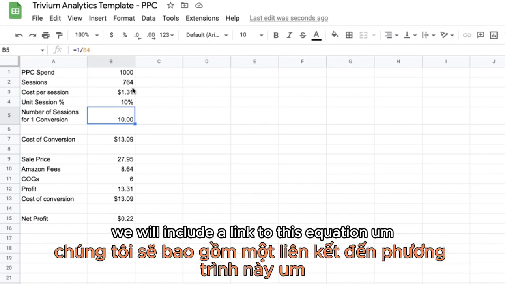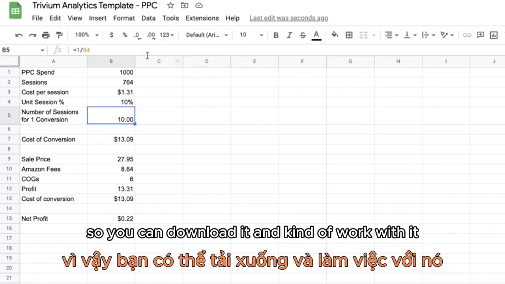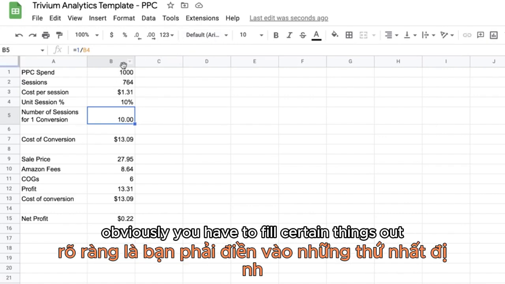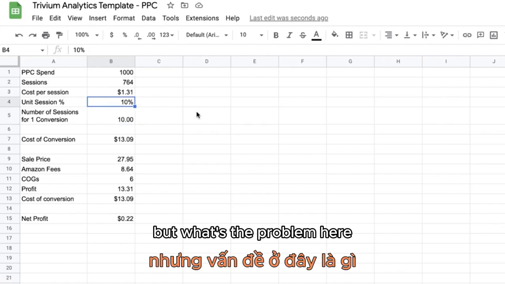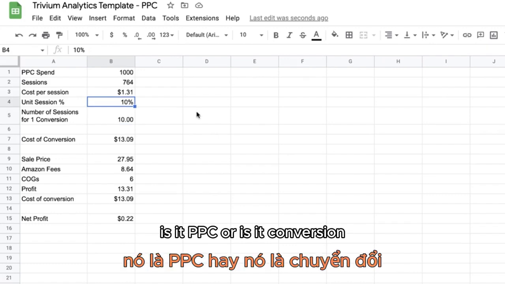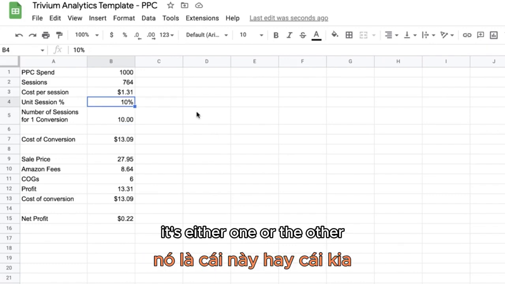We will include a link to this equation so you can download it and work with it. Obviously, you have to fill certain things out based on how I showed you. But what's the problem here? Is it PPC or is it conversion? It's either one or the other.